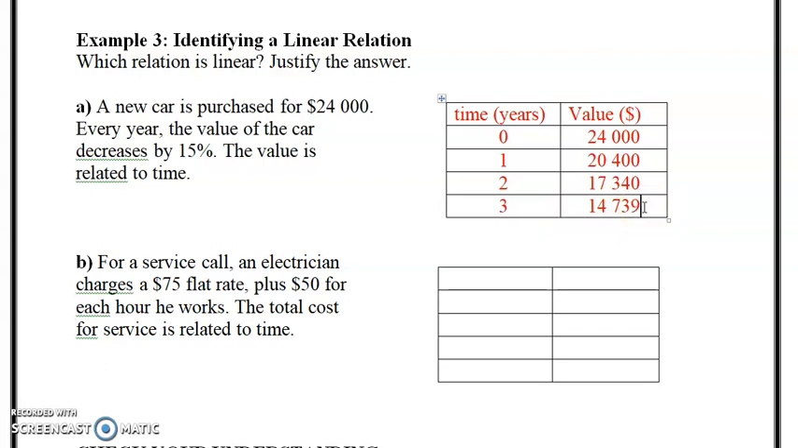Okay, so there is a constant change of adding 1 here. However, the value is not going down by the same difference. The first time it went down 3,600, and then down by 3,060, and then down by 2,601. All right, so this is non-linear. I'm going to put that answer up for you, just so you can see that.